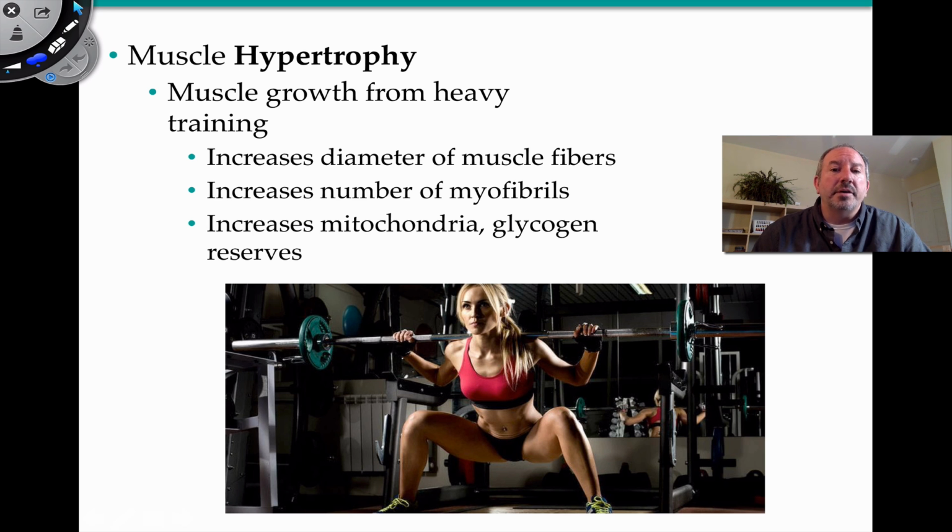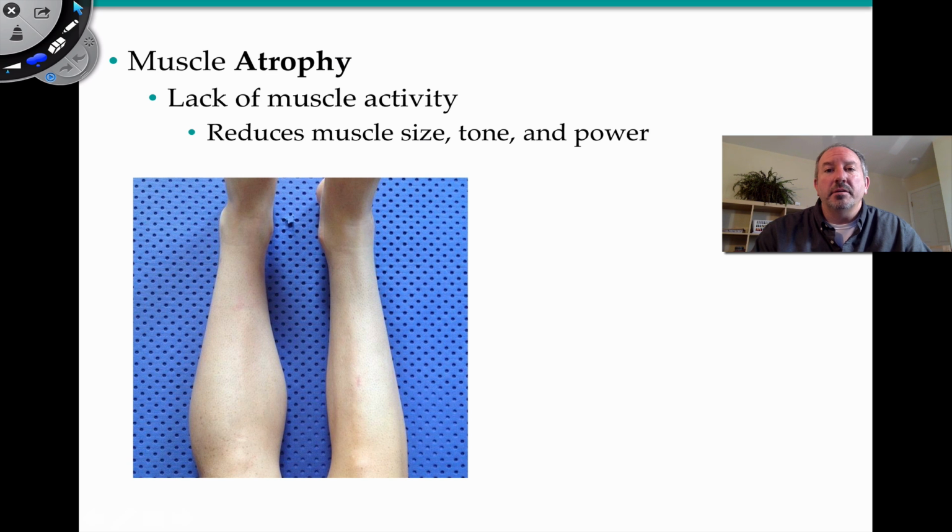And I might also add that when you have an increase in muscle, it increases your resting metabolic rate, which means that even when you're not exercising, your body is burning calories, which is very good. Now, as opposed to hypertrophy, what we have is atrophy.